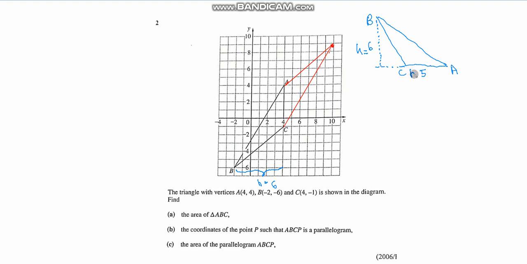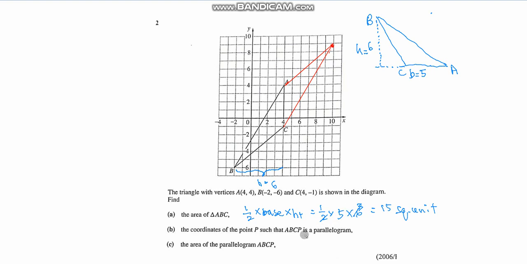The base is 5. So if you want the area of the triangle, it is equal to half times base times height. Half times the base, which is 5, times the height, which is 6. Cancel 3, they give you 15 square units.